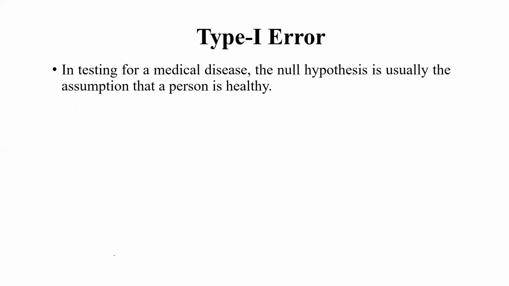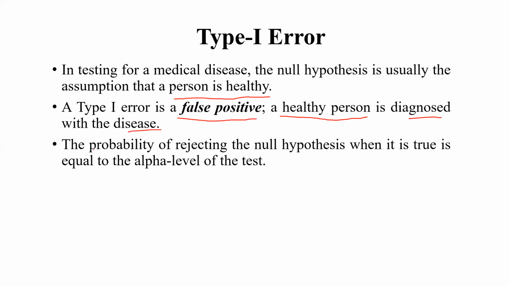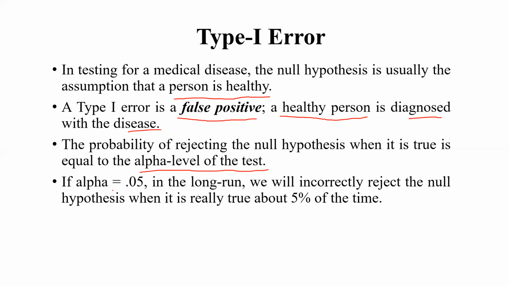In other words, if we are going to test for a medical disease, the null hypothesis is usually the assumption that the person is healthy. So this is our assumption: null hypothesis means the person is healthy. In that case, a type 1 error is known as a false positive. What is the meaning of false positive? It means a healthy person is diagnosed with the disease. The probability of rejecting the null hypothesis when it is true is equal to the alpha level of the test. And if the alpha value is equal to 0.05, in the long run we will incorrectly reject the null hypothesis when it is really true about 5% of the time.